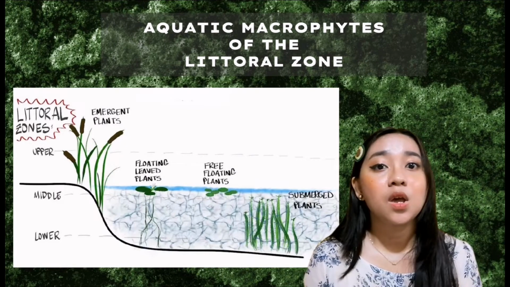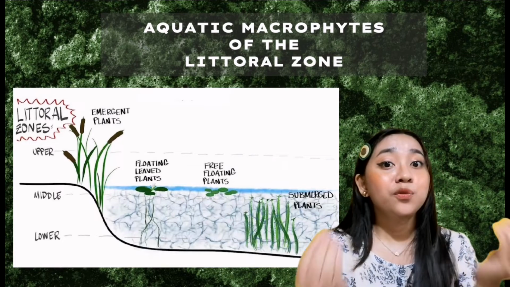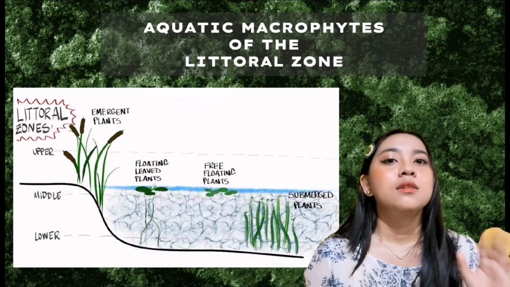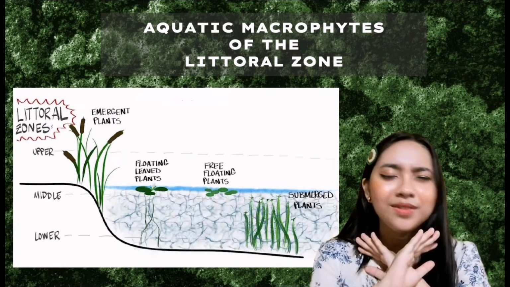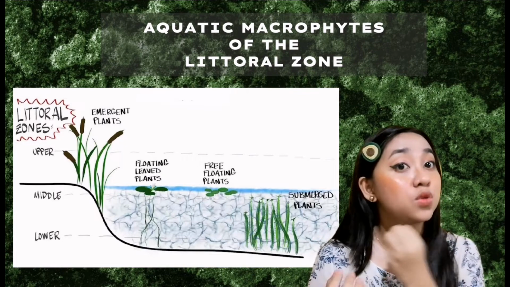Submerged macrophytes grow completely underwater and their weight is fully supported by it. Thus, they do not invest much energy into structural support.